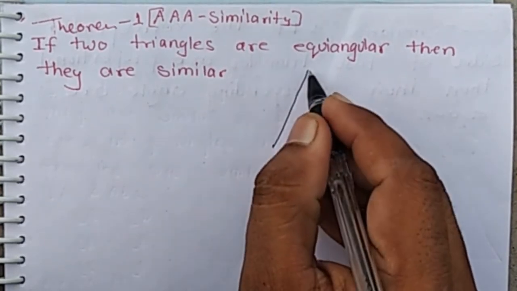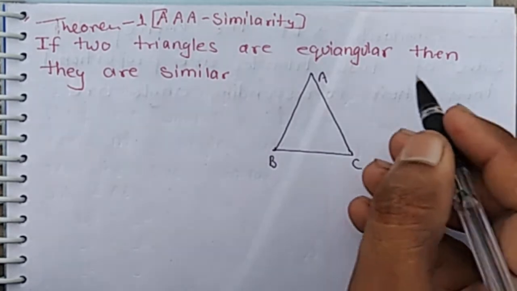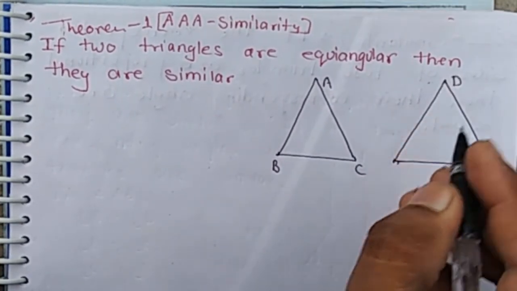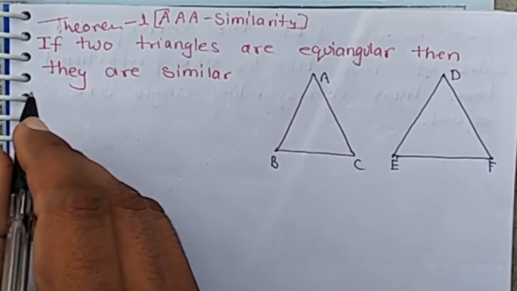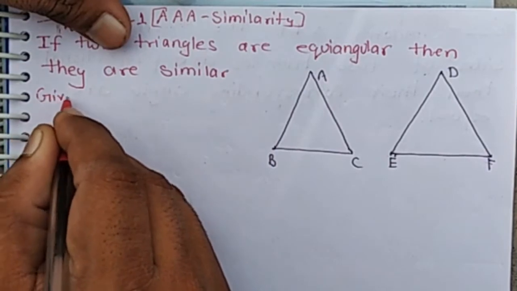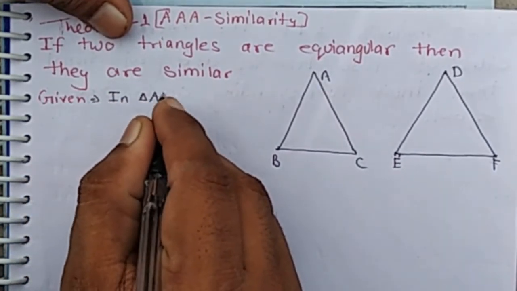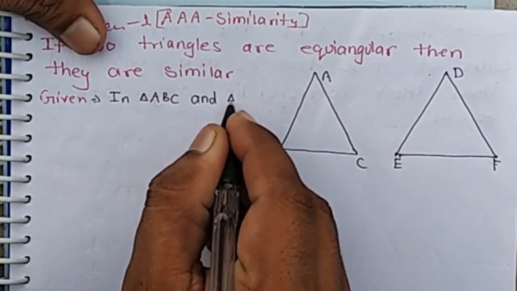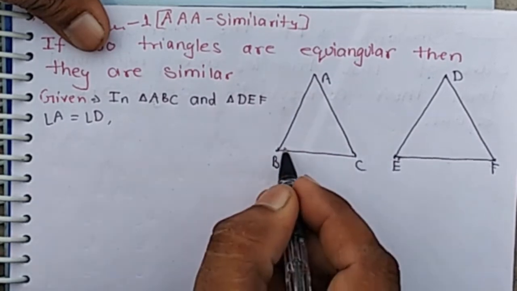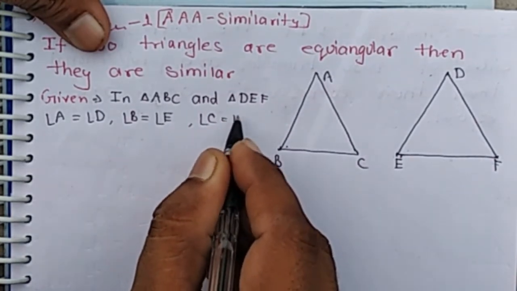Suppose there are two triangles ABC and DEF, in which, given, in triangle ABC and triangle DEF, the corresponding angles are equal, that is, angle A equals angle D, angle B equals angle E, and angle C equals angle F. It is given.